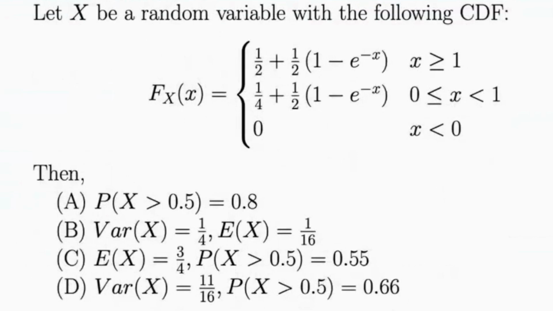Essentially, question number 6 talks about a random variable X whose CDF F_X is provided here. It basically has three ranges: x greater than or equal to 1, 0 less than or equal to x less than 1, and x less than 0. So 0 and 1 are points of potential discontinuity of capital F_X. We'll have to check them. And the options talk about probability X greater than 0.5, variance of X, and expectation of X. So basically, we need to find out these three quantities.